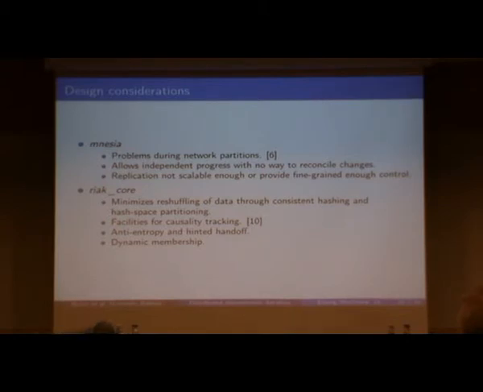So we went with Riak Core. It's got consistent hashing. It's the implementation of the Dynamo paper. It's got causality tracking mechanisms. It's got mechanisms for handing data off between nodes when things move around the network, when you have failures, dynamic membership, all of this stuff.